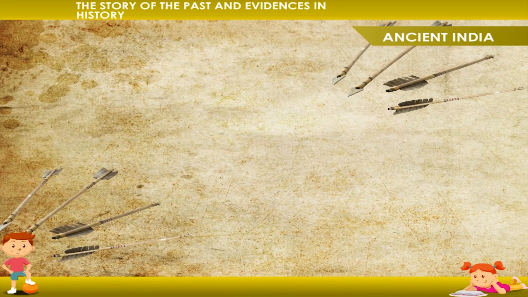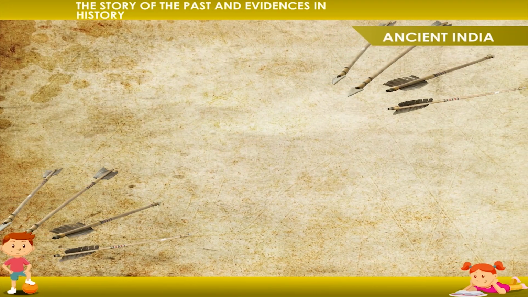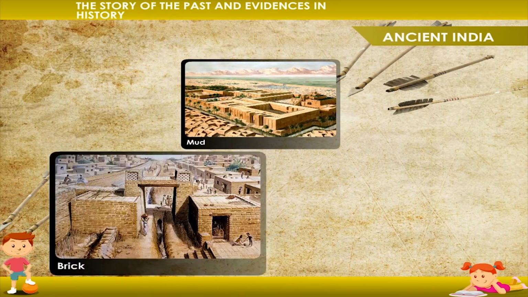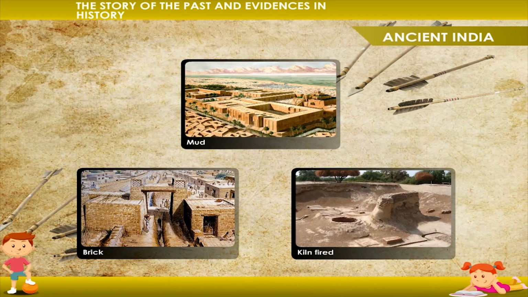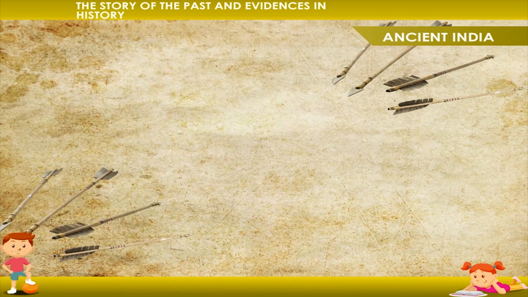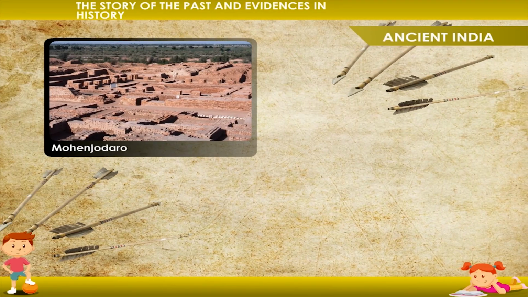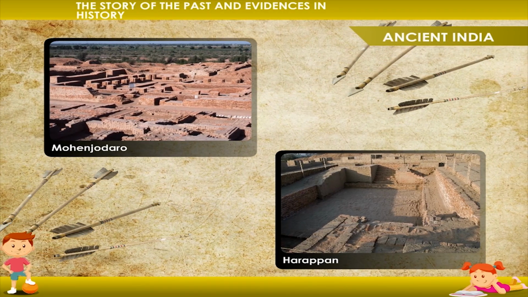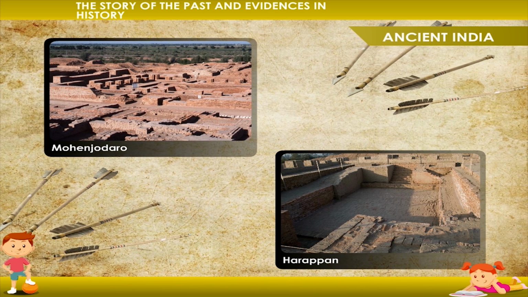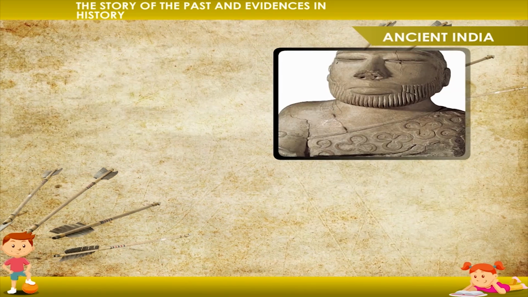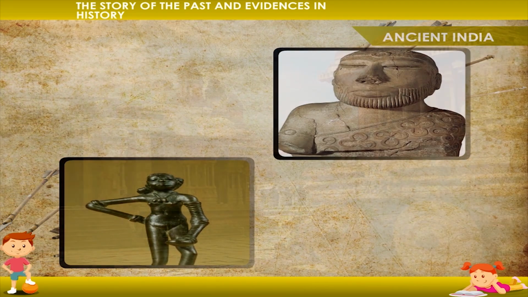The houses made during this period were built of mud, brick, and kiln-fired brick. The most famous sites of this period were the great cities of Mohenjo-Daro and Harappa. The people of Harappan civilization worshipped many gods and goddesses.